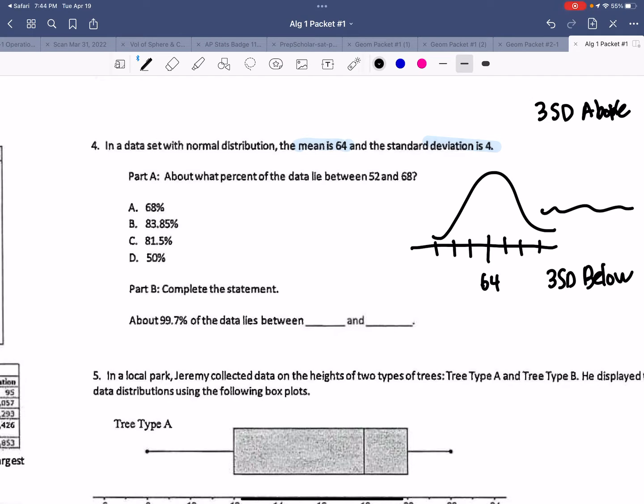So what would that look like? Each standard deviation is 4, so this would be 68, 72, 76. Then working backwards, this would be 60, then 56, then 52. So what did I do there? I took the mean, 64, and I added 4, and then I added 4 again, and then I added 4 again. Then working backwards, I took 64 and subtracted 4, and subtracted 4, and subtracted 4.